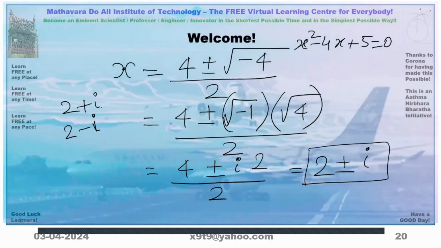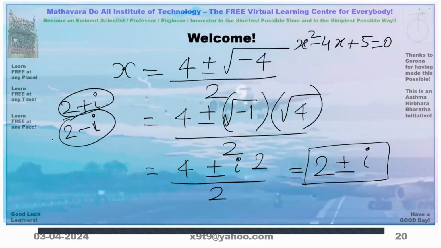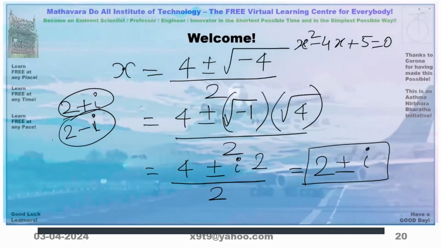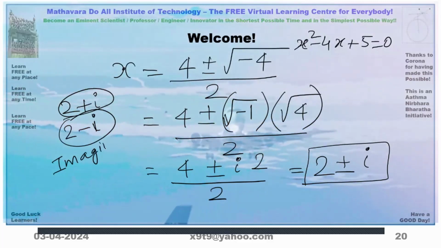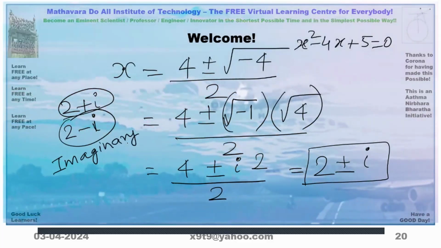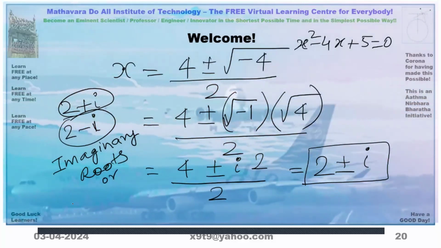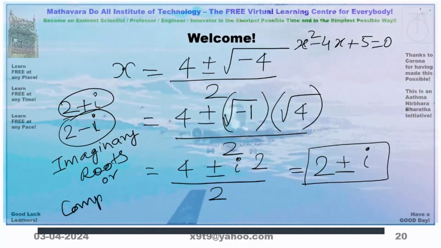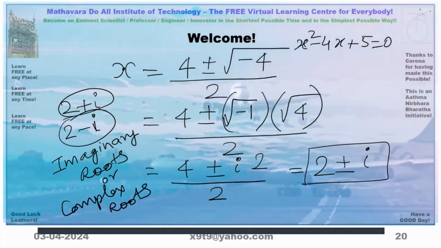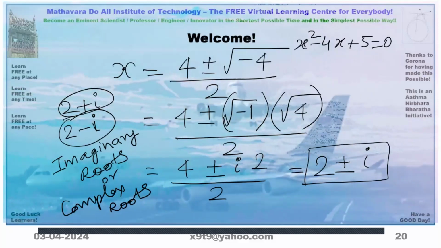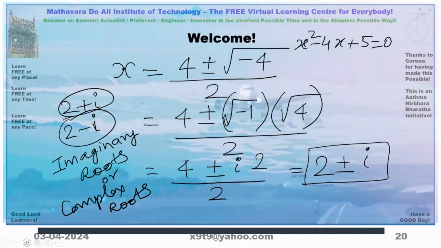You are able to follow? These are one pair of roots. So there are 2 roots which are called imaginary roots or complex roots. Imaginary roots or complex roots. You are able to follow? Yeah. Now, I will draw the graph and show you where it will come.